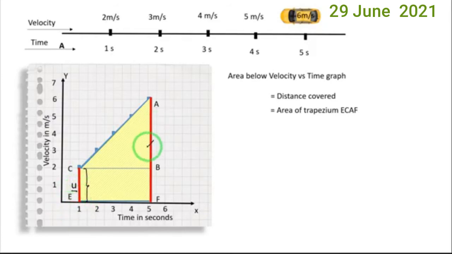In the same way, the length of FA from here to here, what does this represent? A meets 6 meter per second. It is not 6 meter per second at this point; it is from here to here. The entire length represents 6 meter per second, and that is the final velocity. How do you represent final velocity? That is small v. This is a very important thing. So once again, CE represents initial velocity and AF represents final velocity.